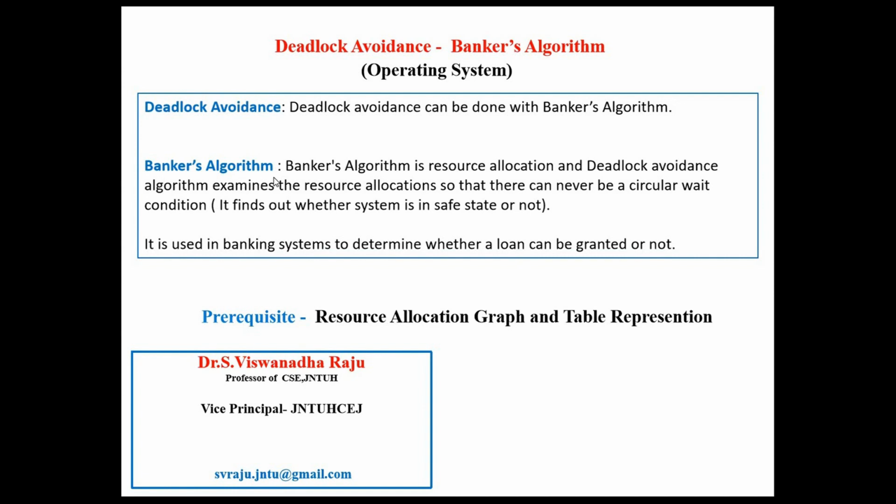What is a Banker's algorithm? A Banker's algorithm is a resource allocation and deadlock avoidance algorithm that examines the resource allocations so that there can never be a circular wait condition. This is what we discussed in deadlock necessary conditions. If the system is not satisfying circular wait, then there will not be deadlock. The Banker's algorithm finds out whether the system is in a safe state or not. It is generally used in banking systems to determine whether a loan can be granted or not.